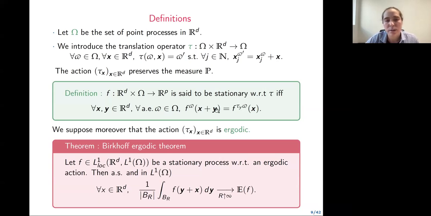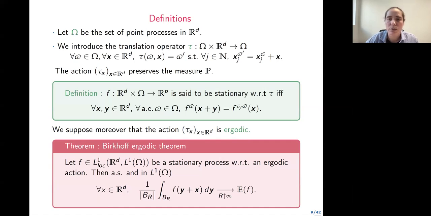Another assumption that we need is for this action to be ergodic. I'm not going to specify what ergodic means. Intuitively, it means that you need your distribution process of scatterers to decorrelate at infinity. So if you consider the process at x and at y, for x far away from y, those two random variables basically are going to be independent.